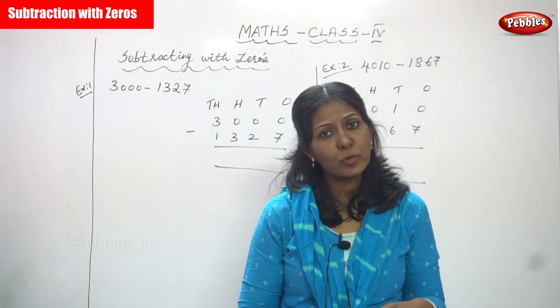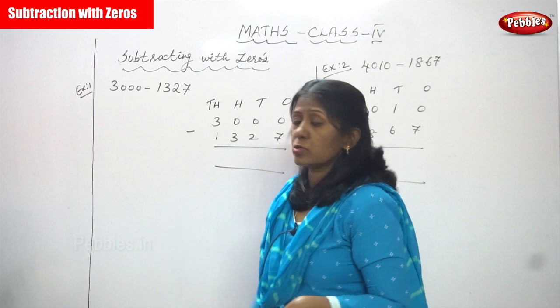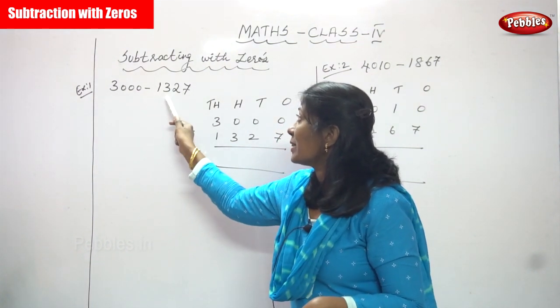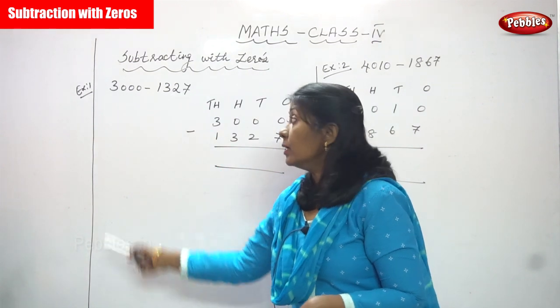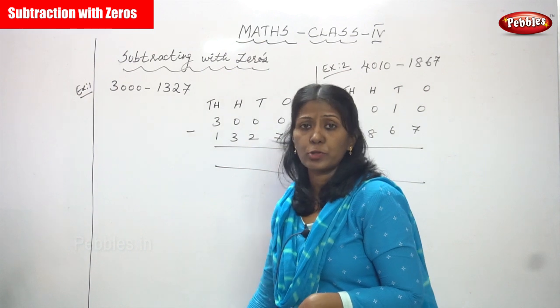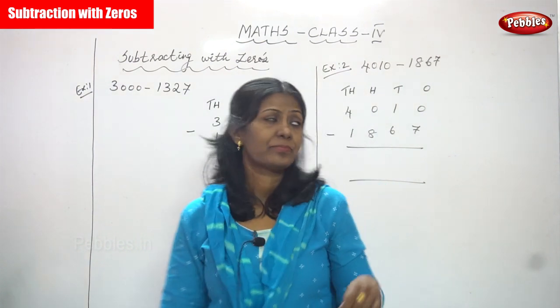In today's class, we are going to see subtracting with zeros. The first question is 3000 minus 1327. This is the sum we are going to do. Now let's start the class.